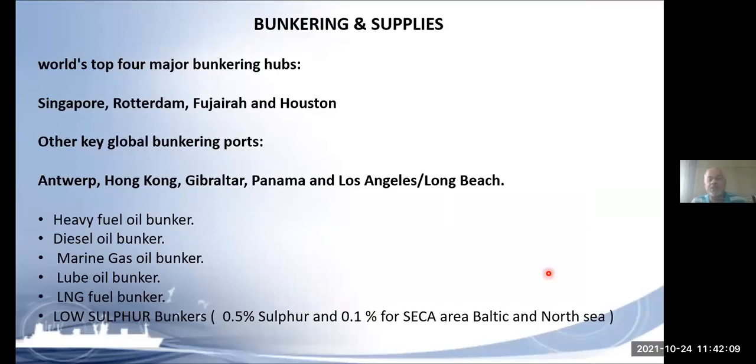Okay. Bunker and supplies. Now the major expenditure of shipping is on bunkers, fuel. And fuel every time the ship requires. There are some major ports where bunkering is done, those are called bunkering hubs. You have seen in geography probably. So Singapore, Rotterdam, Fujairah, and Houston. So these are the bunkering hubs. Any ship visiting these ports will be taking bunkers because they are cheap, they are readily available, and whatever grade you want is available. Okay. So these are the four major bunkering hubs.